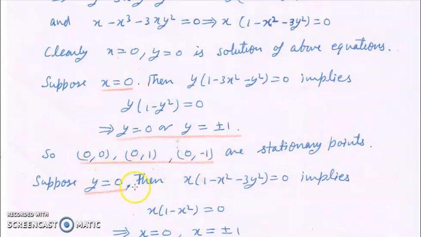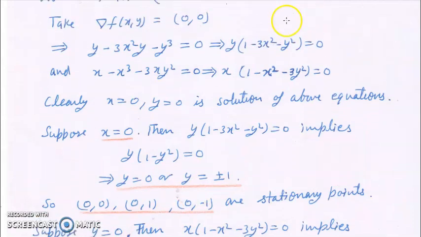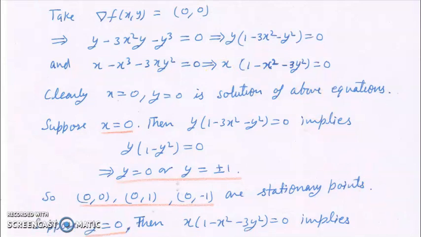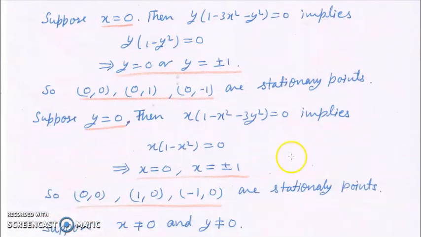Similarly, if we take y to be 0, then we put y to be 0 in this equation, so this equation will give us nothing. So after putting y is equal to 0, we will get the values for x, that is x is equal to 0 and x is equal to plus minus 1 again. So (0, 0), (1, 0) and (minus 1, 0) are stationary points.